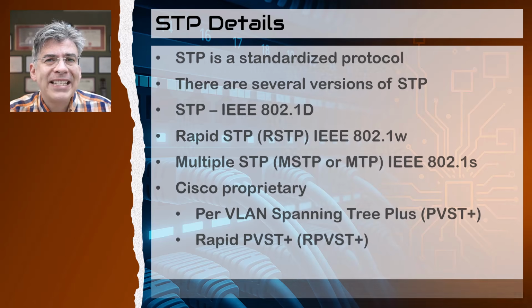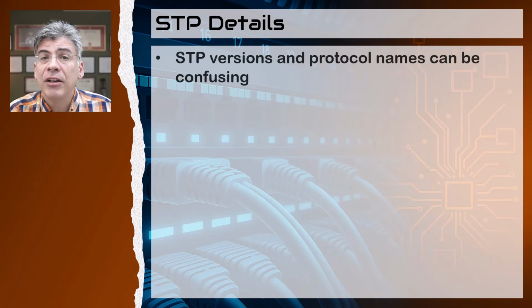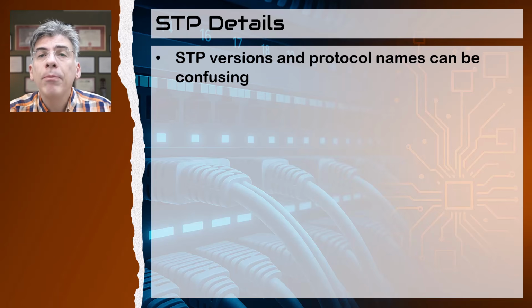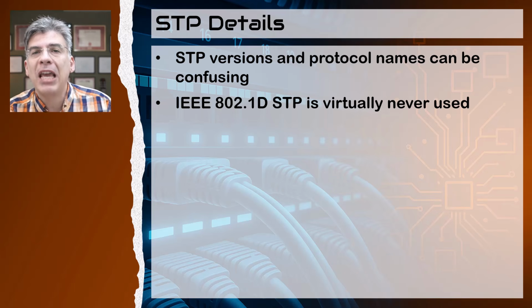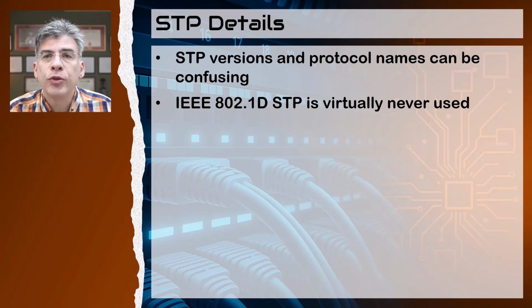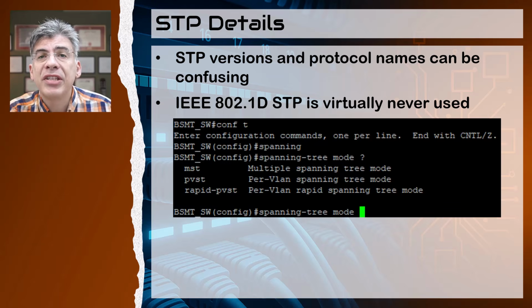Now, the truth is that the naming of these protocols and their versions has become confusing. Let me try to make it simpler and clearer. In virtually all modern switches, classic IEEE 802.1d STP is no longer the default spanning tree behavior. Indeed, in some platforms, it cannot be implemented on new switches, like Cisco switches. On my switch on my own network here, you can see that the options for STP are multiple spanning tree, per VLAN spanning tree, and rapid per VLAN spanning tree.